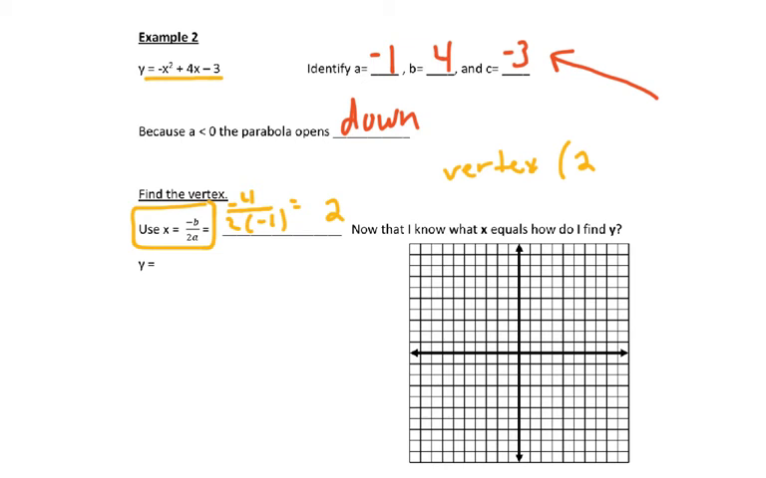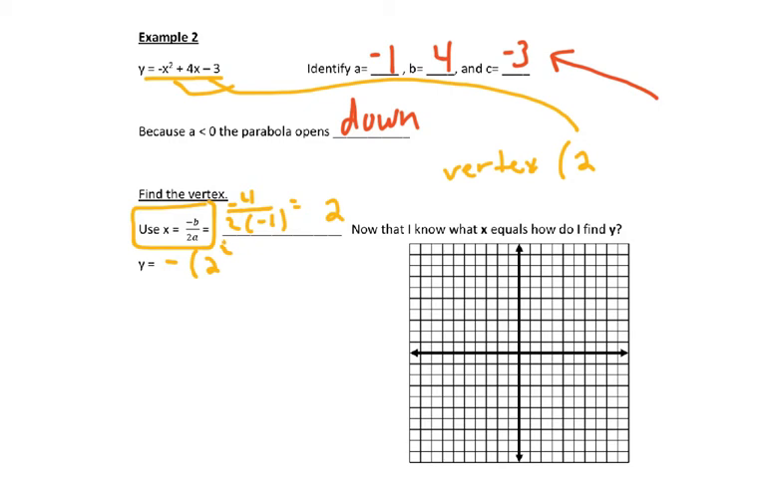Okay, now that we know the x value, how do we find the y? You'll notice I have the y equals here. Well, this is pretty simple. If we take our x value that we just found, which is 2, and just plug it in for this x, and for this x, we'll know what y equals. So if I write it out for you, it's going to be y equals negative, and then we said x was 2, so 2 squared.